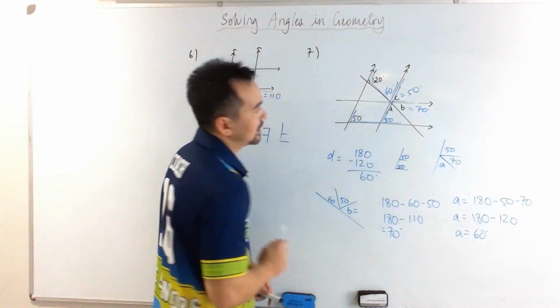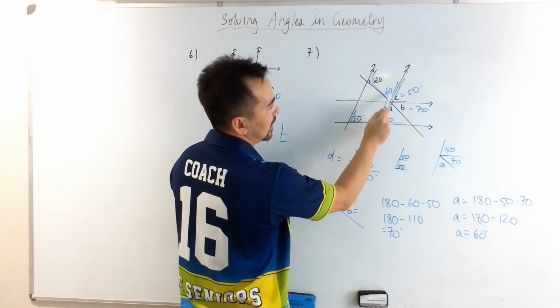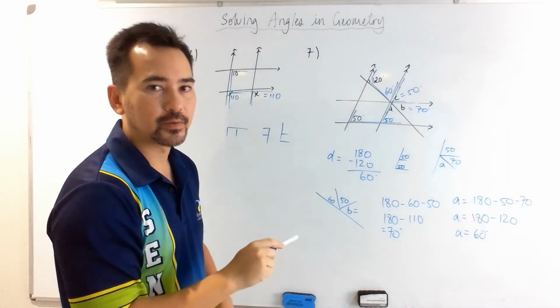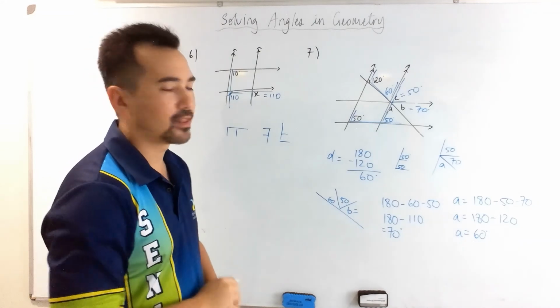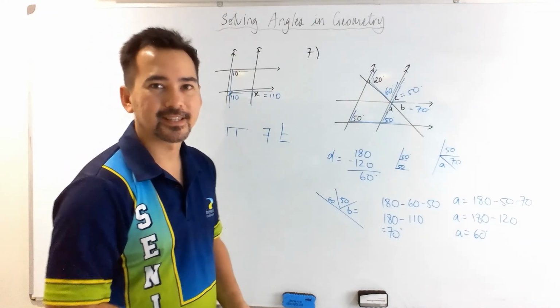And that makes sense because 60 degrees is there and A is here, and those two angles are vertically opposite each other. Remember the X rule that says vertically opposite angles are equal, so that confirms our answer is correct. Let's do some more questions.